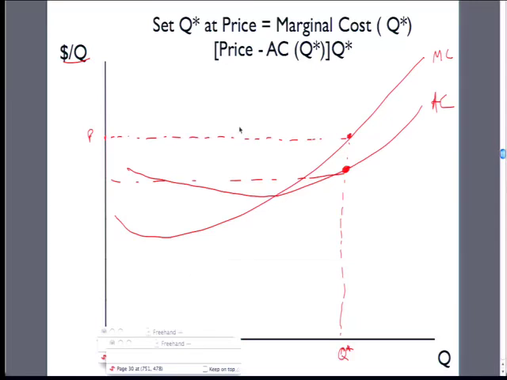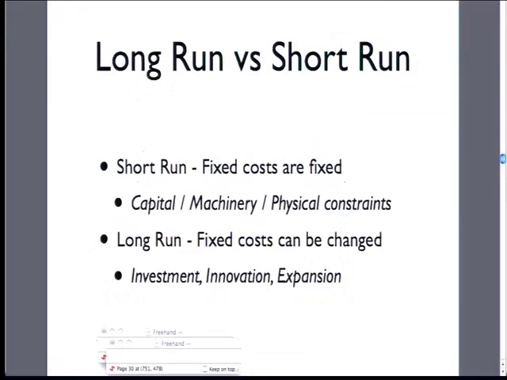Total revenue minus total costs. And then in our formula that we have here, we have the price minus the average cost at Q is this distance. And if we multiply the whole thing by the amount that we produced, we'll get profit, being that box there. I'll do that a couple more times.